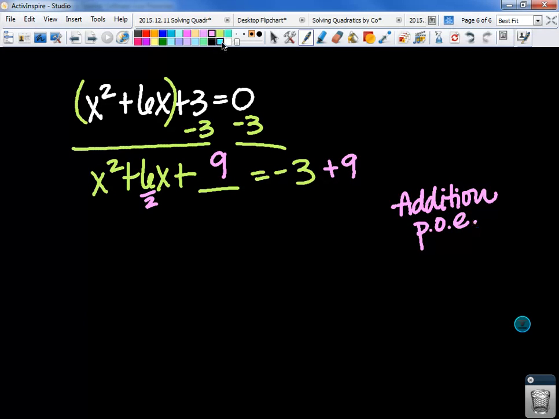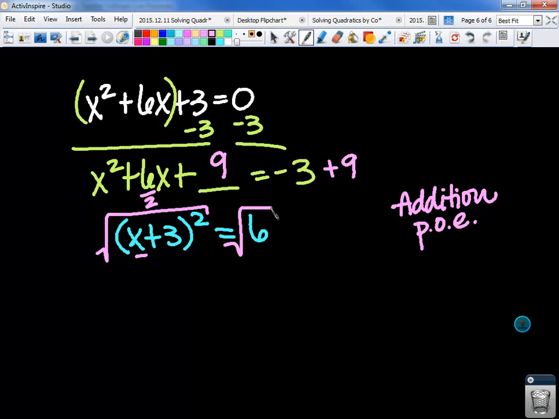Now I'm going to rewrite my perfect square trinomial as a binomial squared equals -3 plus 9 is +6. And to solve for x, I'm going to take the square root of both sides of the equation. The square root of a quadratic cancels out, and we're left with the expression that was underneath the radical. So I have x plus 3 equals the positive and the negative square root of 6. Since 6 is not a perfect square, nor does it have perfect square factors, it cannot be simplified. So it's going to stay the square root of 6.